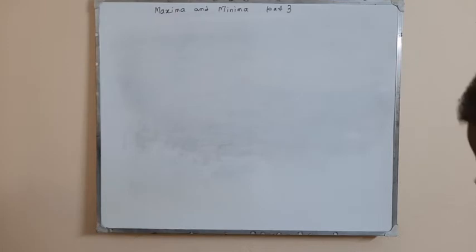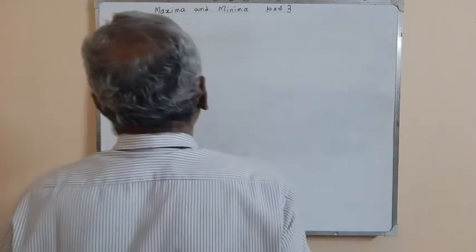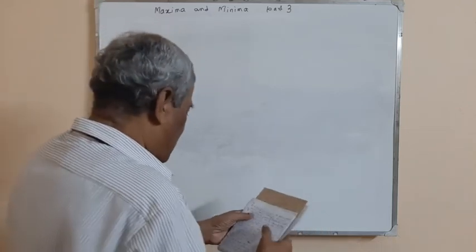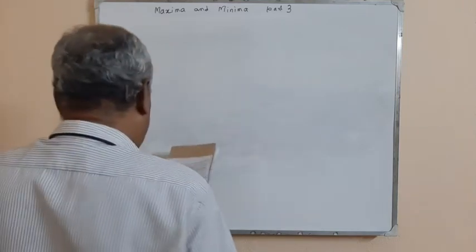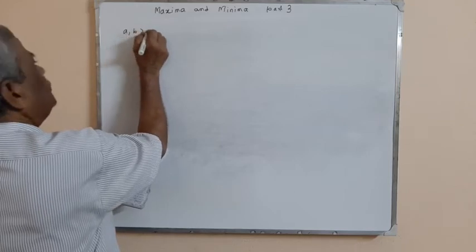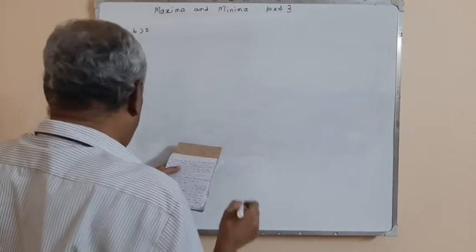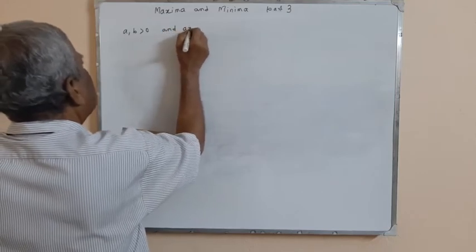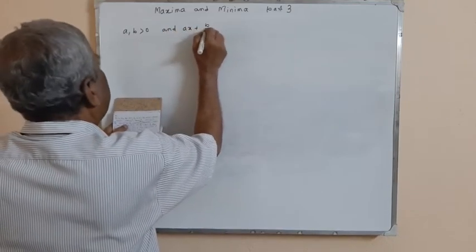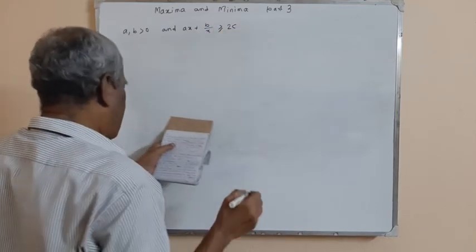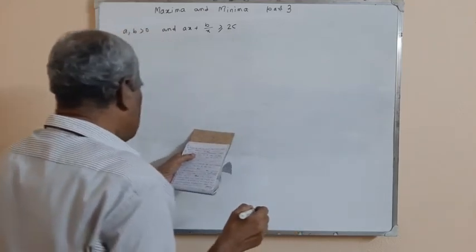Today, we will also take a few very important problems on maxima and minima. Take the first problem: if A and B are positive and AX plus B by X is greater than or equal to 2C, then which one is correct?